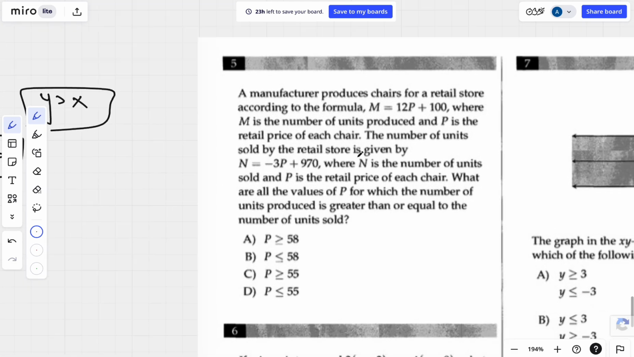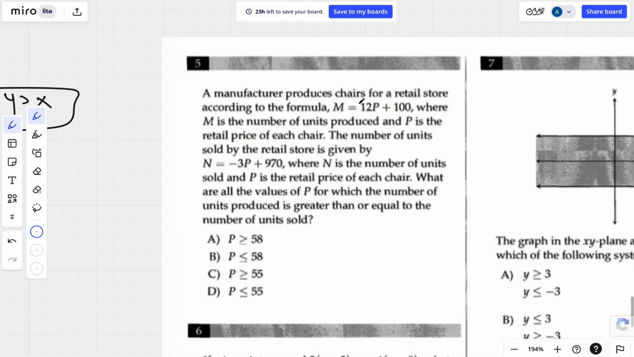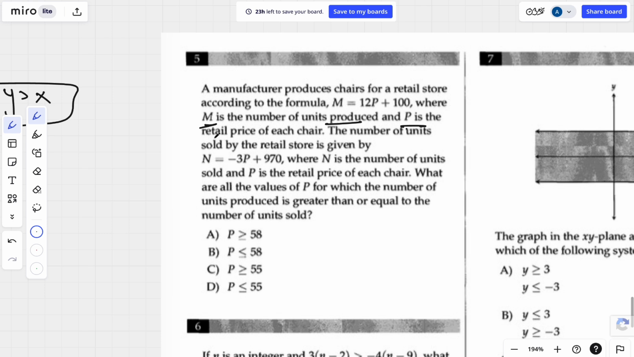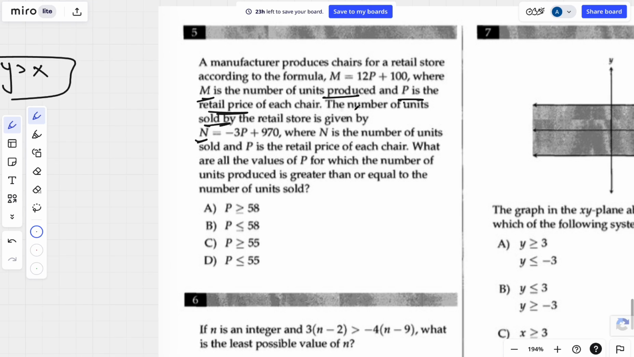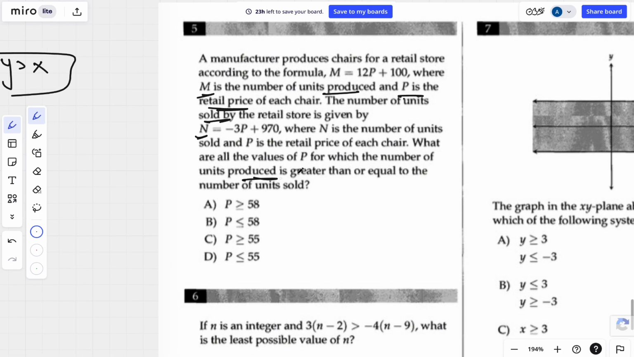Question 5, it says we have M, which is the manufacturer produces this. M is the number of units produced, and then P is the retail price of each chair. And the number of units sold is N. It says what are all the values for P for which the number of units produced is greater than or equal to the number of units sold. So produced was M, is greater than or equal to sold, N.